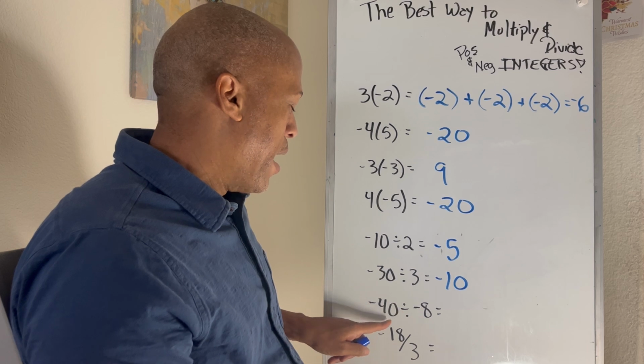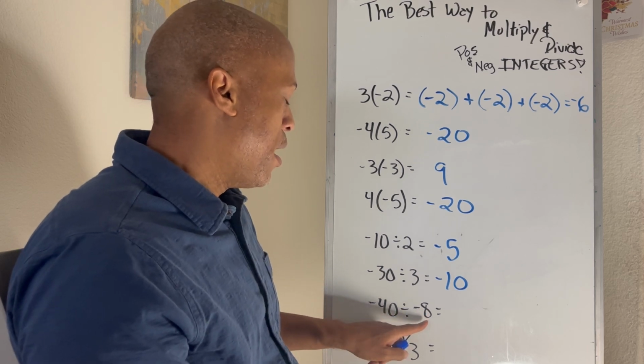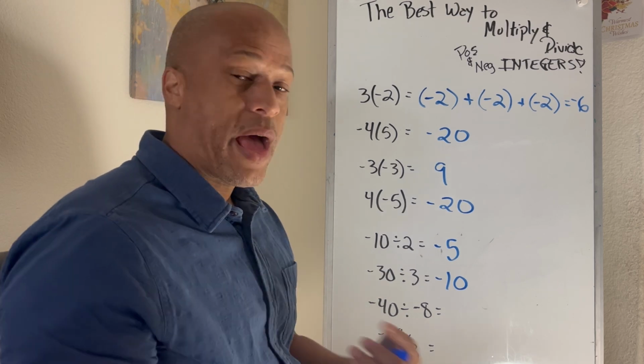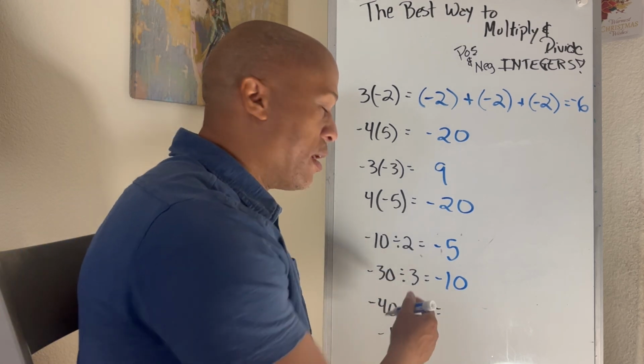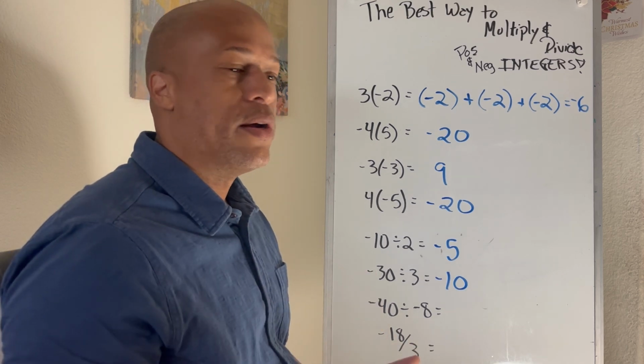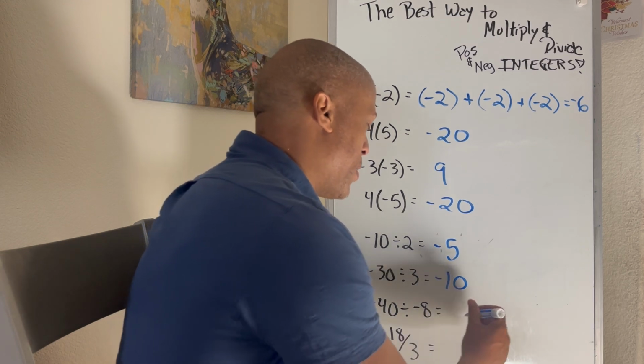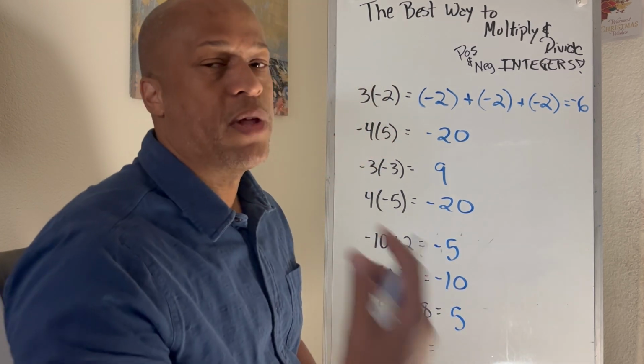Here, I have -40 and -8. So for that one, this is another opposite and an opposite. I have two things going on here. This double opposite gives me a positive number, and I will have 40 divided by 8, which is 5. You just want them to think of it this way.